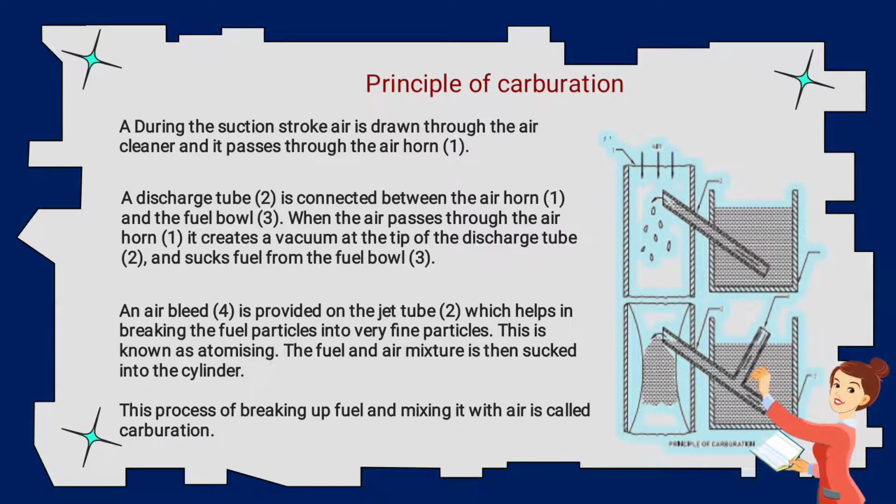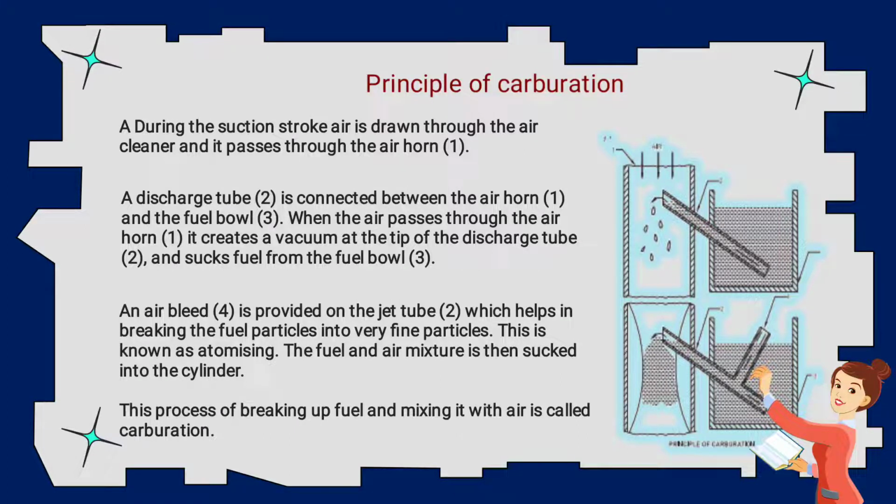Principle of carburation. During the suction stroke, air is drawn through the air cleaner and it passes through the air horn. A discharge tube is connected between the air horn and the fuel bowl. When the air passes through the air horn, it creates a vacuum at the tip of the discharge tube and sucks fuel from the fuel bowl.